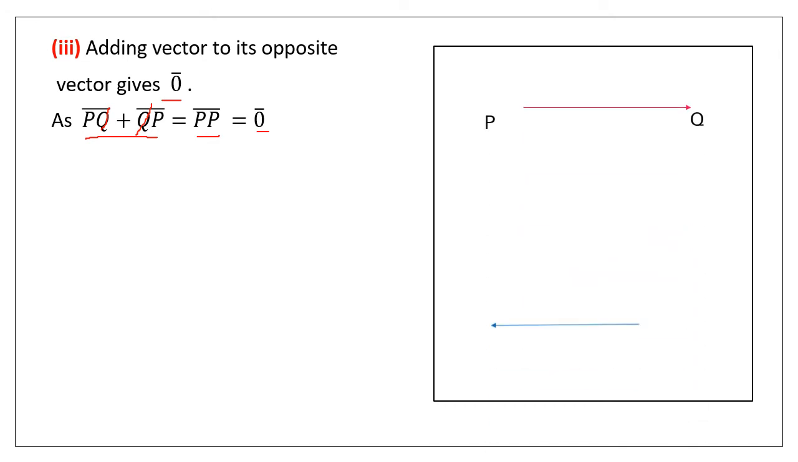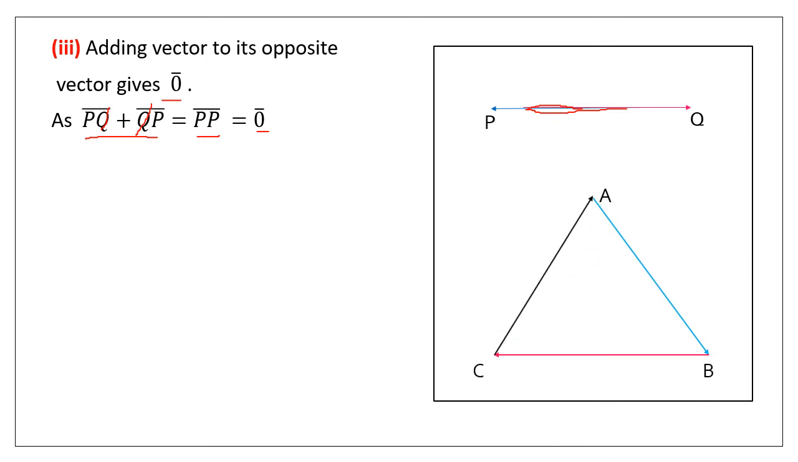See student, the diagram: the first vector is PQ bar and the second vector is QP bar. So they are opposite to each other and having equal magnitude gives us the 0 vector. Now we'll see the second diagram.